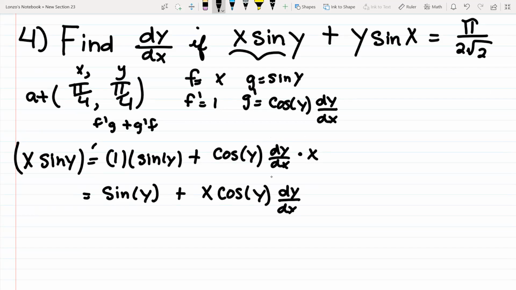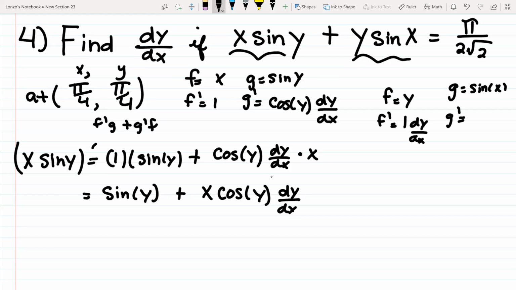Now let's take the derivative of this thing. So if f is going to be y, f prime would be 1 dy over dx, right? And if g is going to be sine of x, g prime would be the derivative of sine of x, which is cosine of x. And then you could put dx over dx, but that cancels, so you can leave it like that.